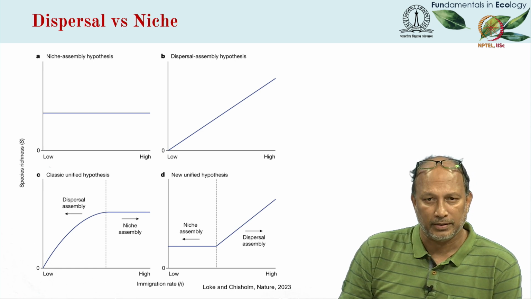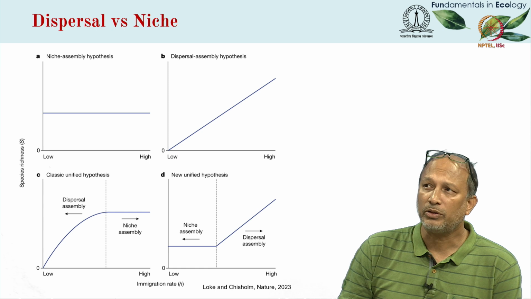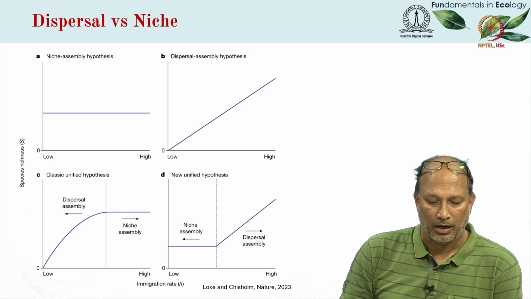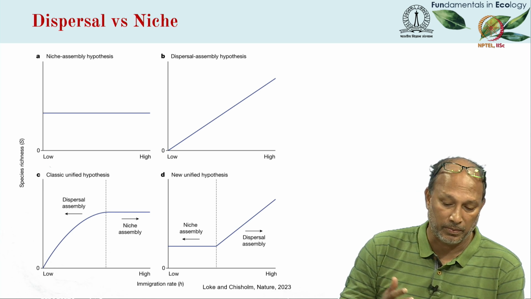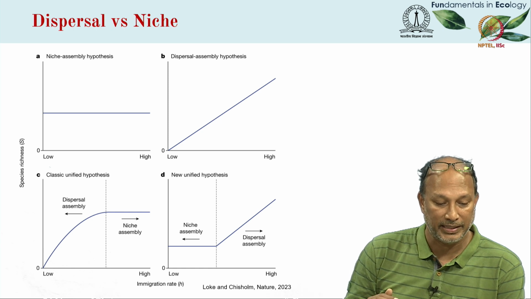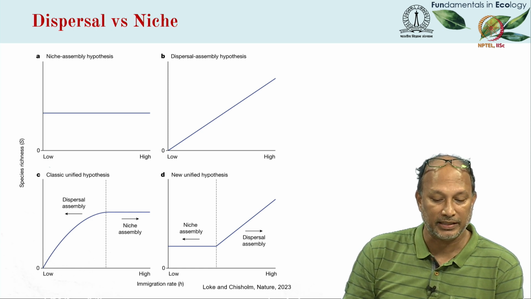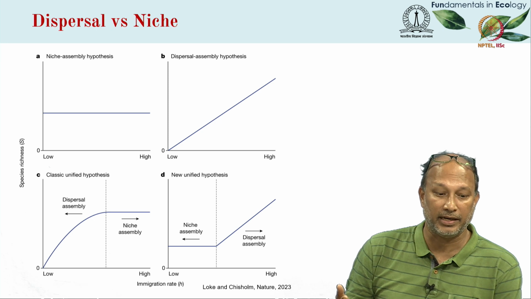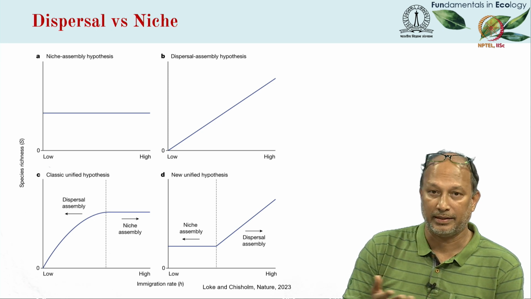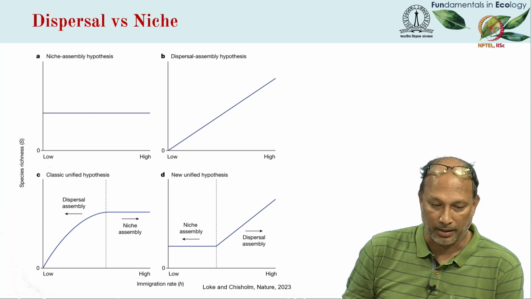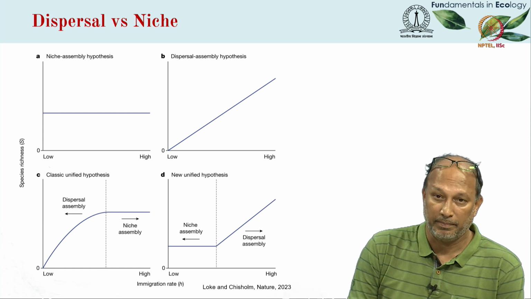Now, as I just mentioned, we're largely looking at systems where we know that both niche and dispersal assembly play a role. Lok and Chisholm point out that the classic unified hypothesis suggests that when there's dispersal assembly, there's an increase in species richness, and once dispersal has saturated a particular area, niche assembly takes over, and immigration no longer influences species richness.